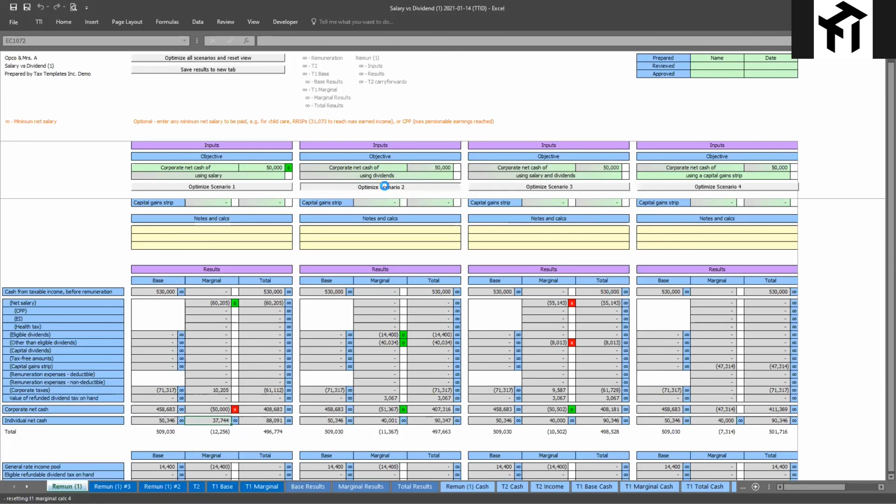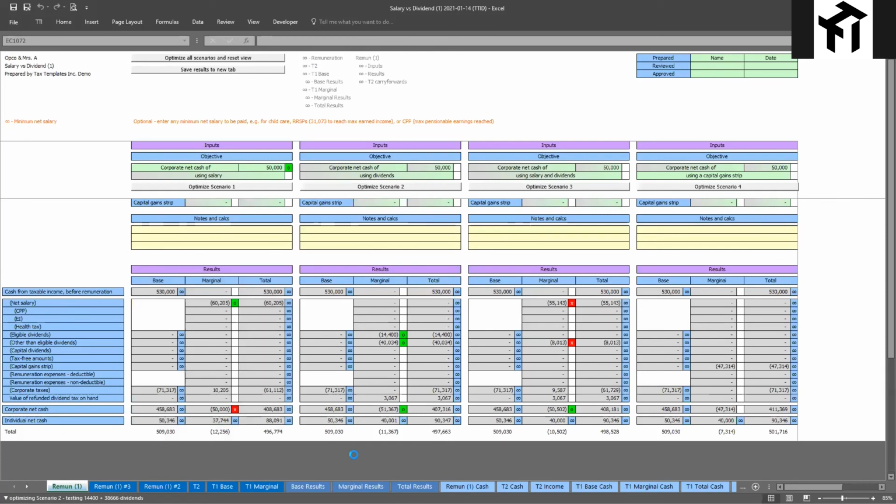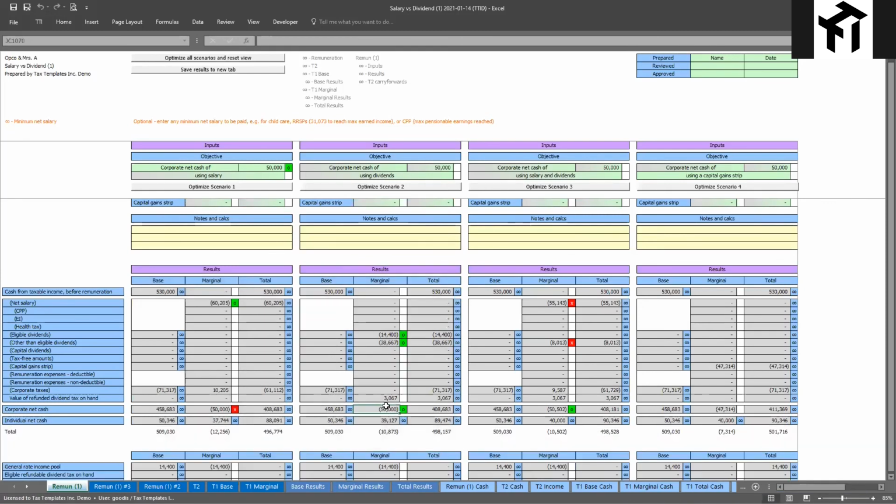So I might as well just hit optimize scenario 2 for dividends only. And that way we can look at those two answers side by side. In this case, we'll notice that by using the dividends only, it's going to leave our clients with more net cash than just the salary option. So 39,127 versus the 37,444.